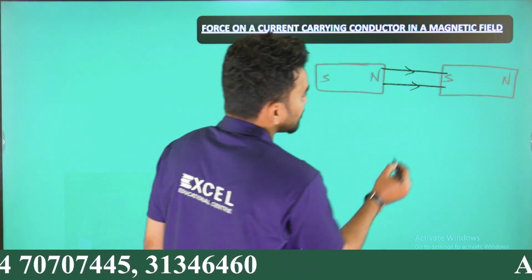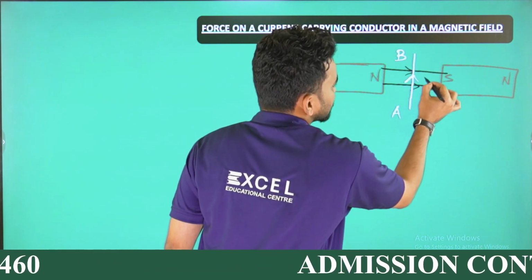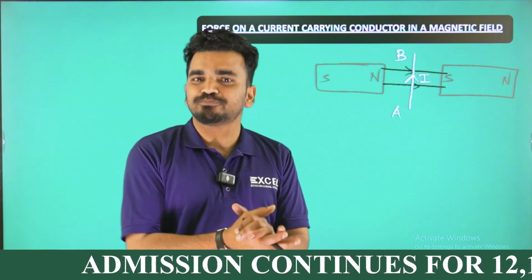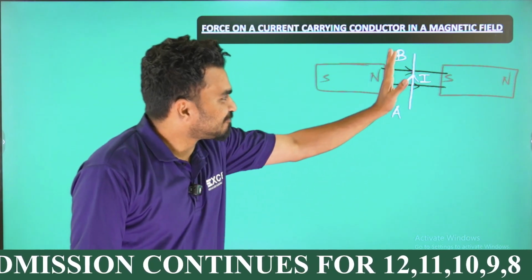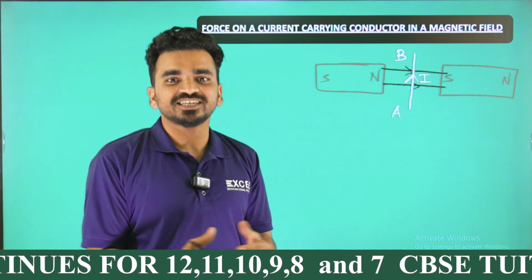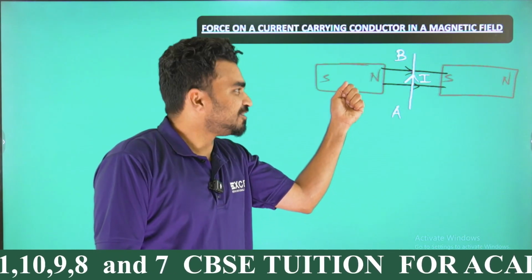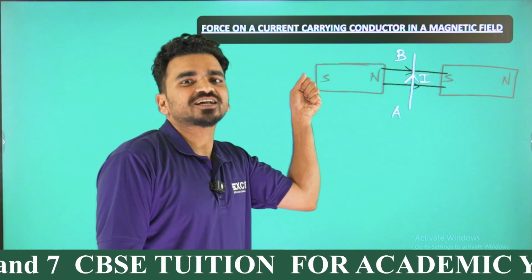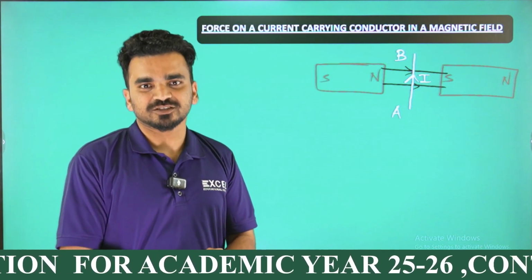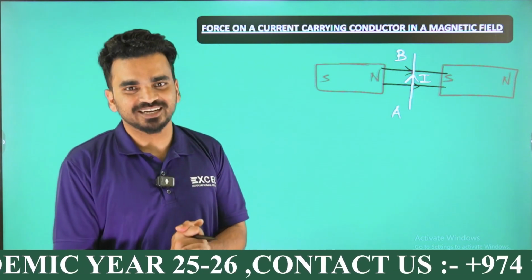Now, I'm going to keep here the current carrying wire, whose name is AB, in which it carries I current. Now it is experimentally proved that the wire will experience a force from this magnet. That means the magnetic field of the bar magnet will either attract or repel the wire, which is called magnetic force. The force with which magnetic field is exerting on the wire is called magnetic force.